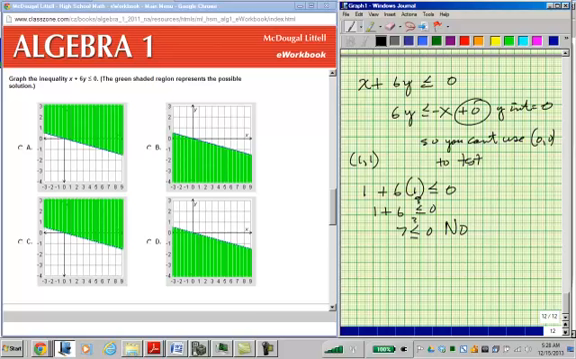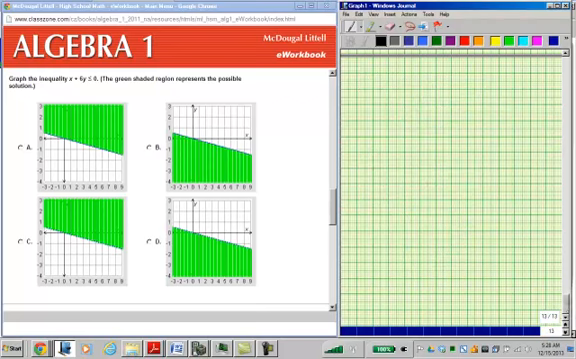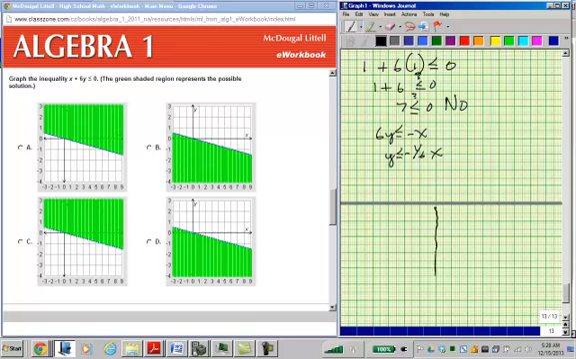Now, let's graph this ourselves, for the sake of the exercise. We went through the trouble of putting it in slope-intercept form already. So we have 6y is less than or equal to negative x. So y is less than or equal to negative 1/6 x. So how's that graph going to look? It's going to look like this. Here.